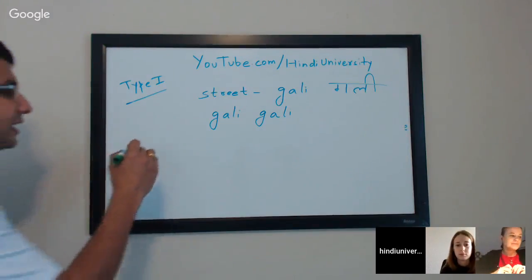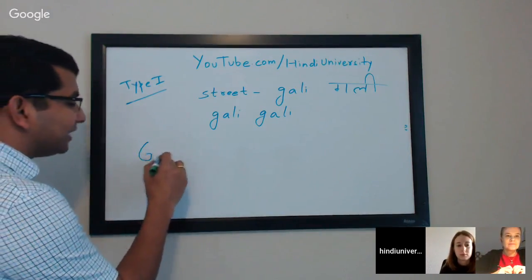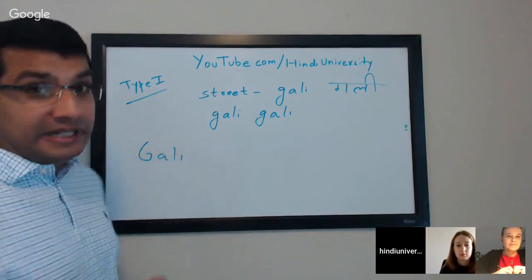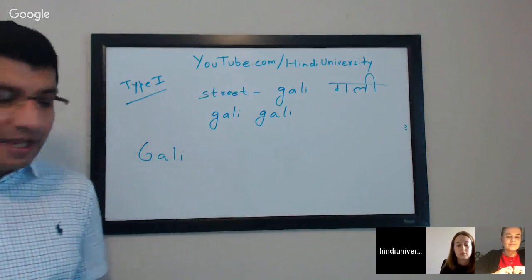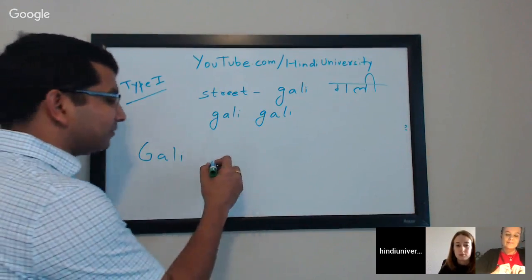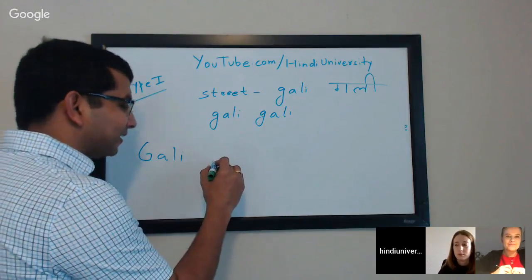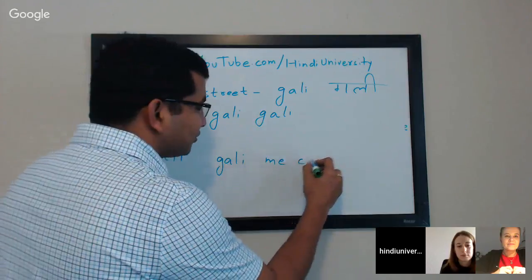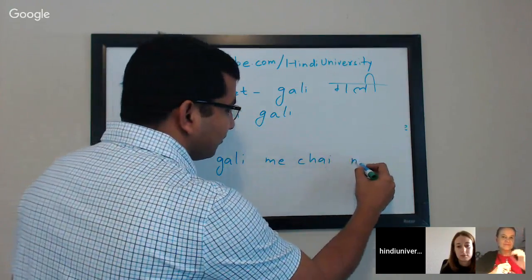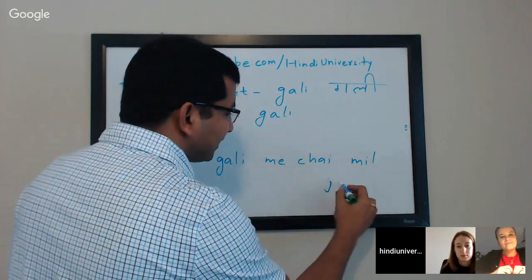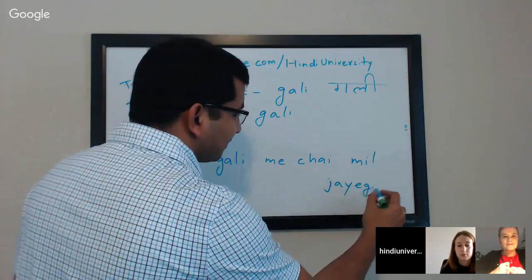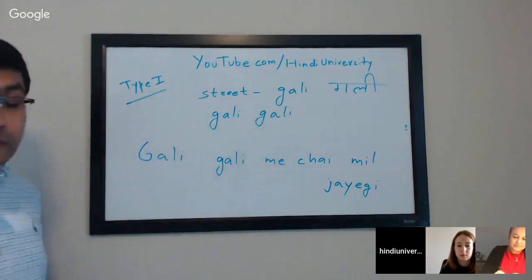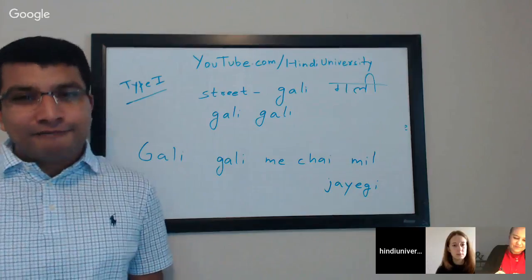Okay, you want to say gali gali mein chai milegi. For example, you're looking for a tea shop, and you don't know where, so you ask somebody, where can I find tea? And they can say, gali gali mein chai mil jayegi. That's another way to emphasize that you can really find it in every street.